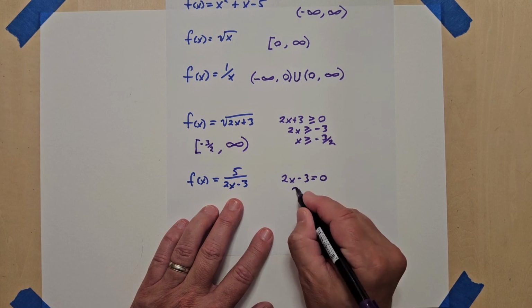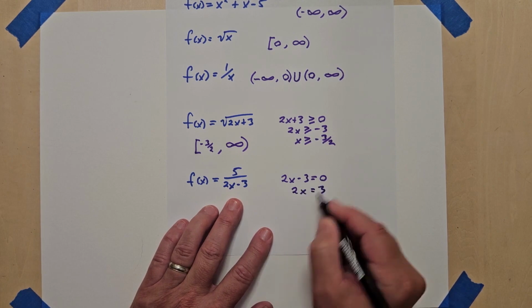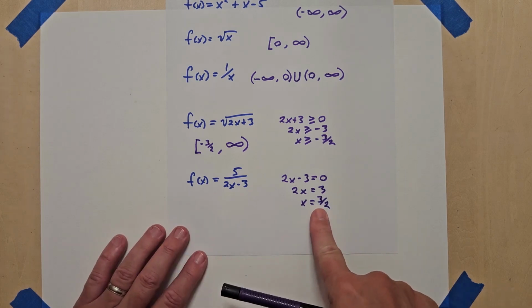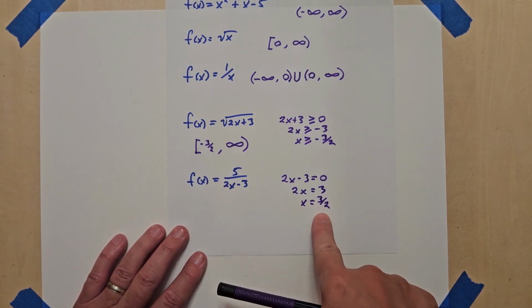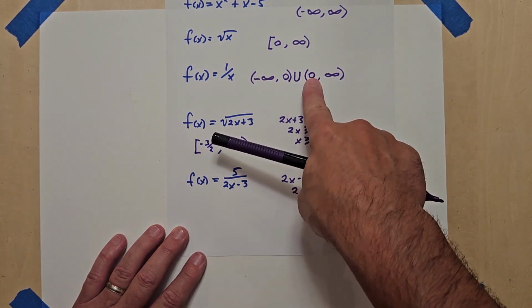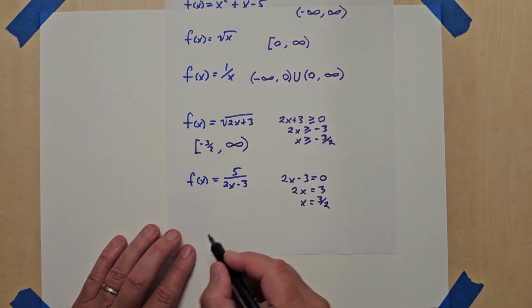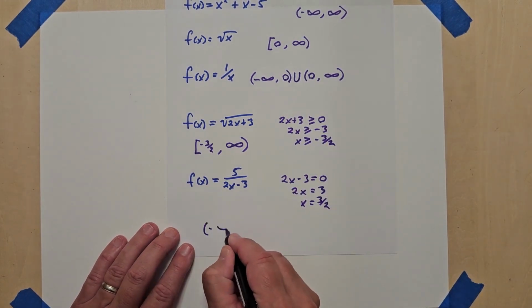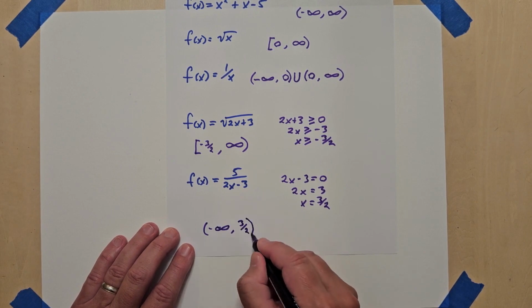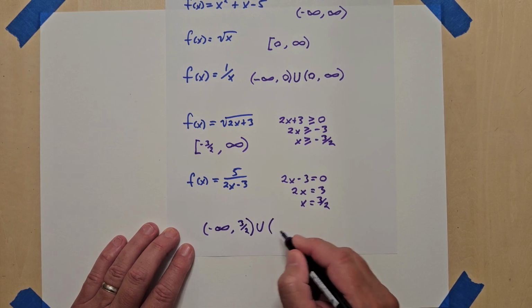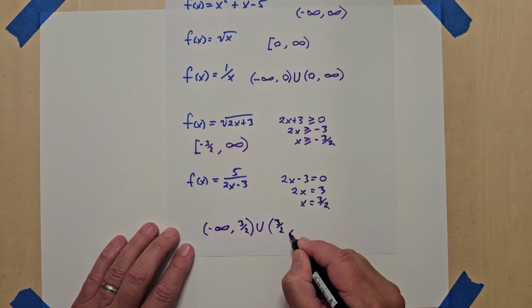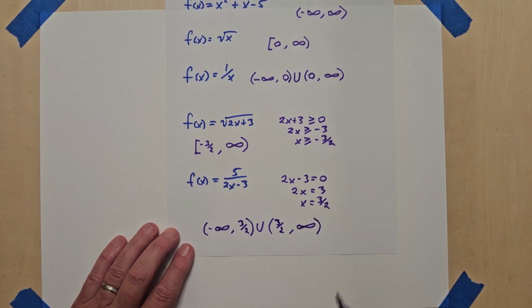So I'm going to add the 3. In this case, I get x equals 3 over 2. So whatever I do, I want to make sure that x is not 3 over 2. I'm going to basically do the same thing I did up here, except instead of 0, I'm going to use this 3 over 2. So I'm going to start at negative infinity, go to 3 over 2, and exclude it, and then combine it with another set that starts just past 3 over 2, because I'm excluding it, and going on to positive infinity.